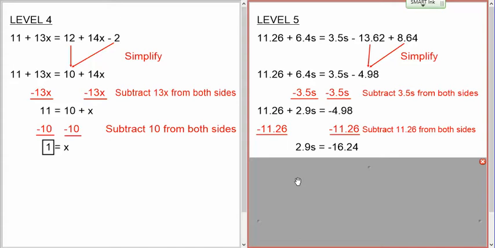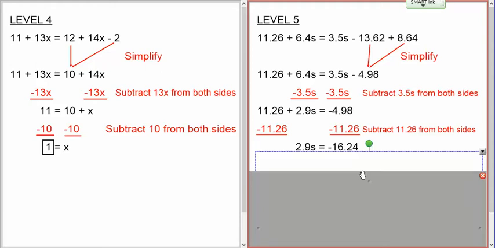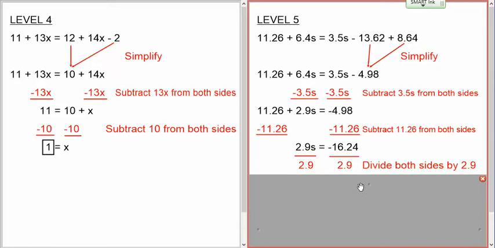And when I do that, I'll get 2.9s equals negative 16.24. Negative 4.98 minus 11.26 is negative 16.24. Yes, you can use a calculator to do that. That's not really what we're learning, how to add and subtract decimals. I'd hope if I took a calculator away from you, you could do that, but it would just take a lot longer. Last step, we're going to divide both sides by 2.9.